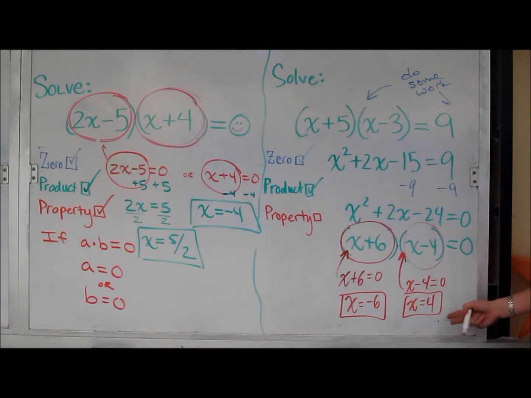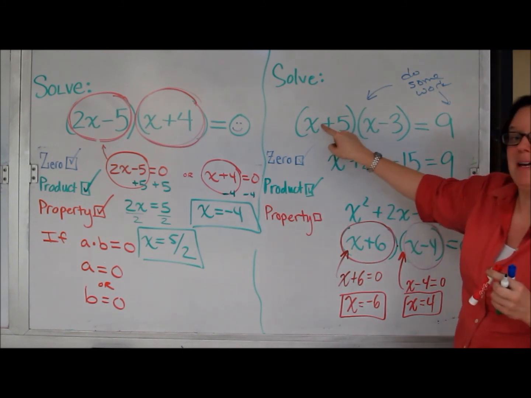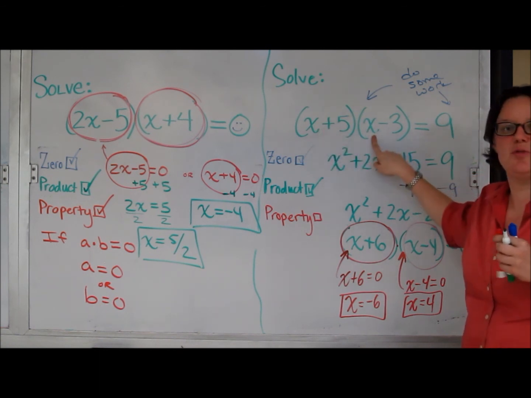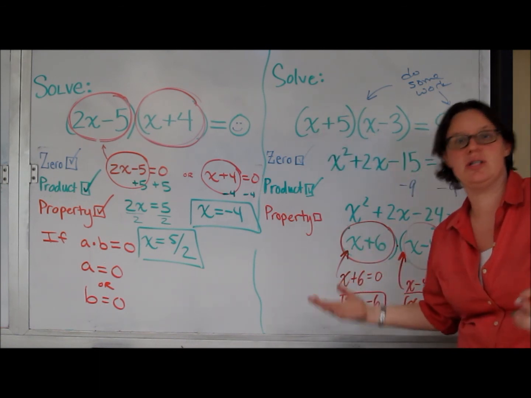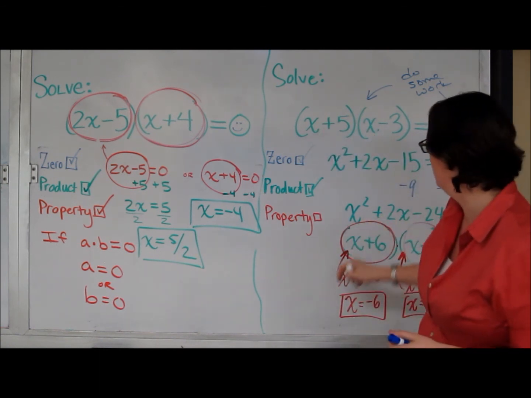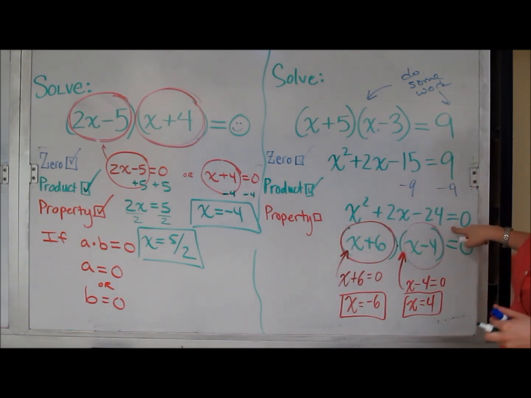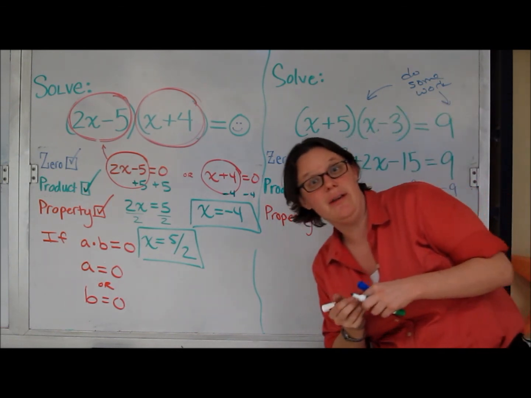And if you plug these in, you can see that they work. For example, 4 plus 5 makes 9. 4 minus 3 makes 1. 9 times 1 is indeed 9. It works. I have successfully done some work, gotten the equation equal to 0, turned it into a product, applied the property, and found the solutions.